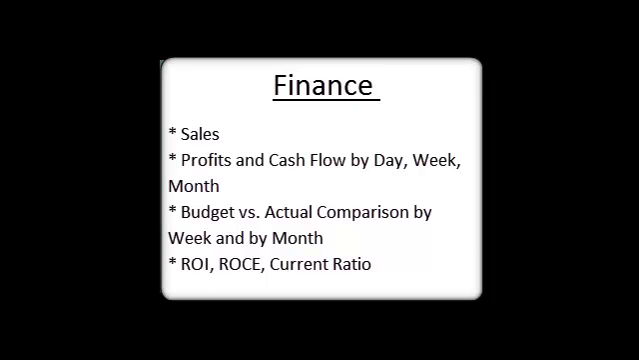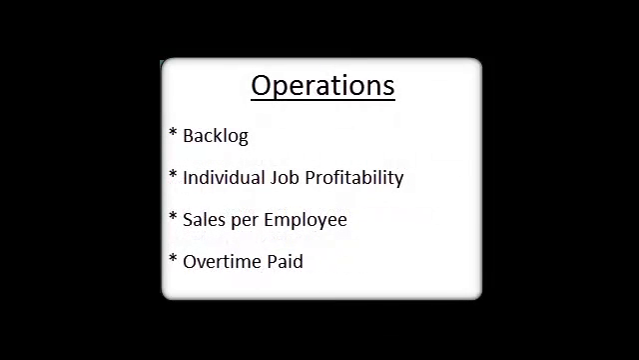You could compare your budget versus your actual performance by week or by month. You could also track these financial ratios like ROI, which stands for your return on investment, or ROCE, which stands for return on capital employed, as well as your current ratio, and as well as many others specific to your company. And for operations, you could track backlog, individual job profitability, sales per employee, and overtime paid.